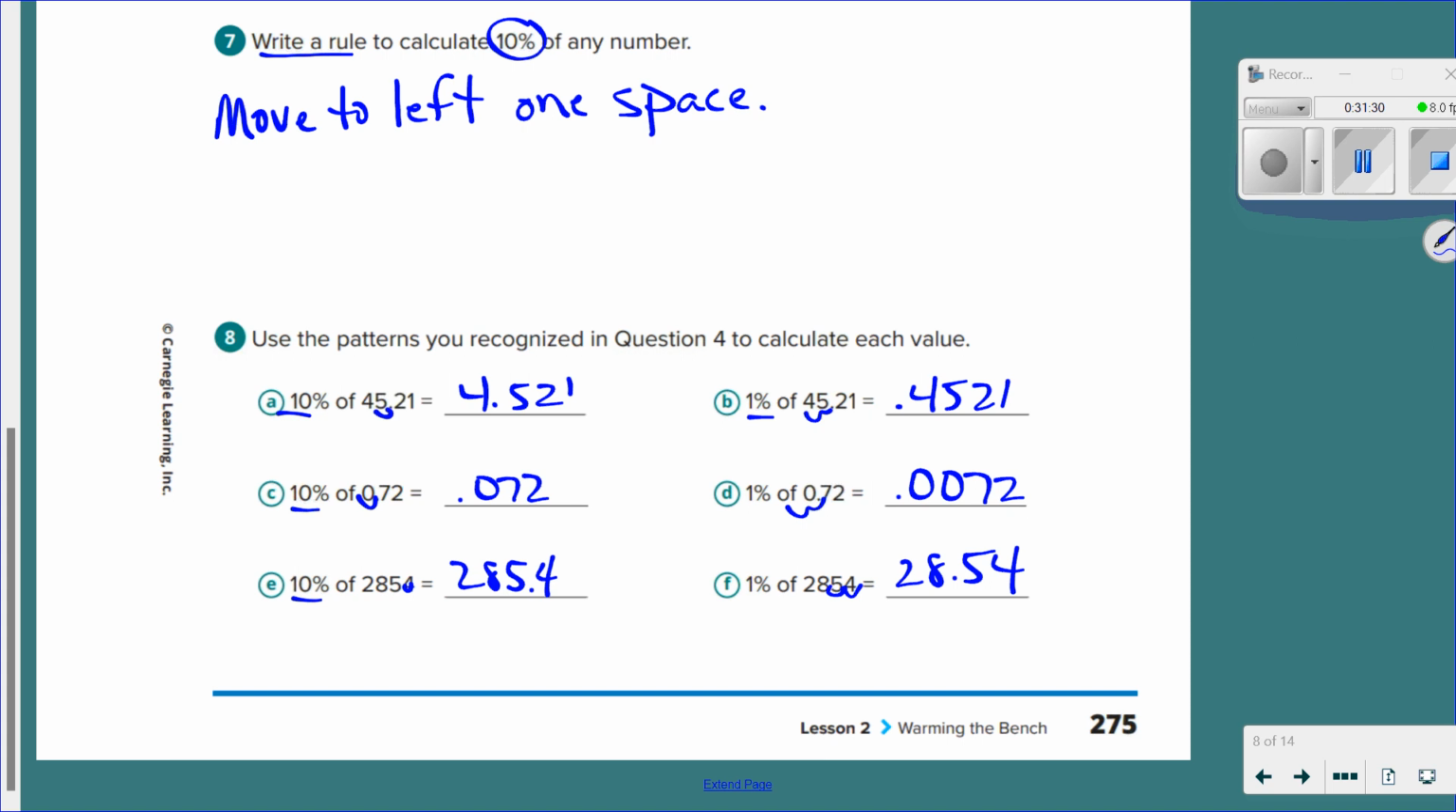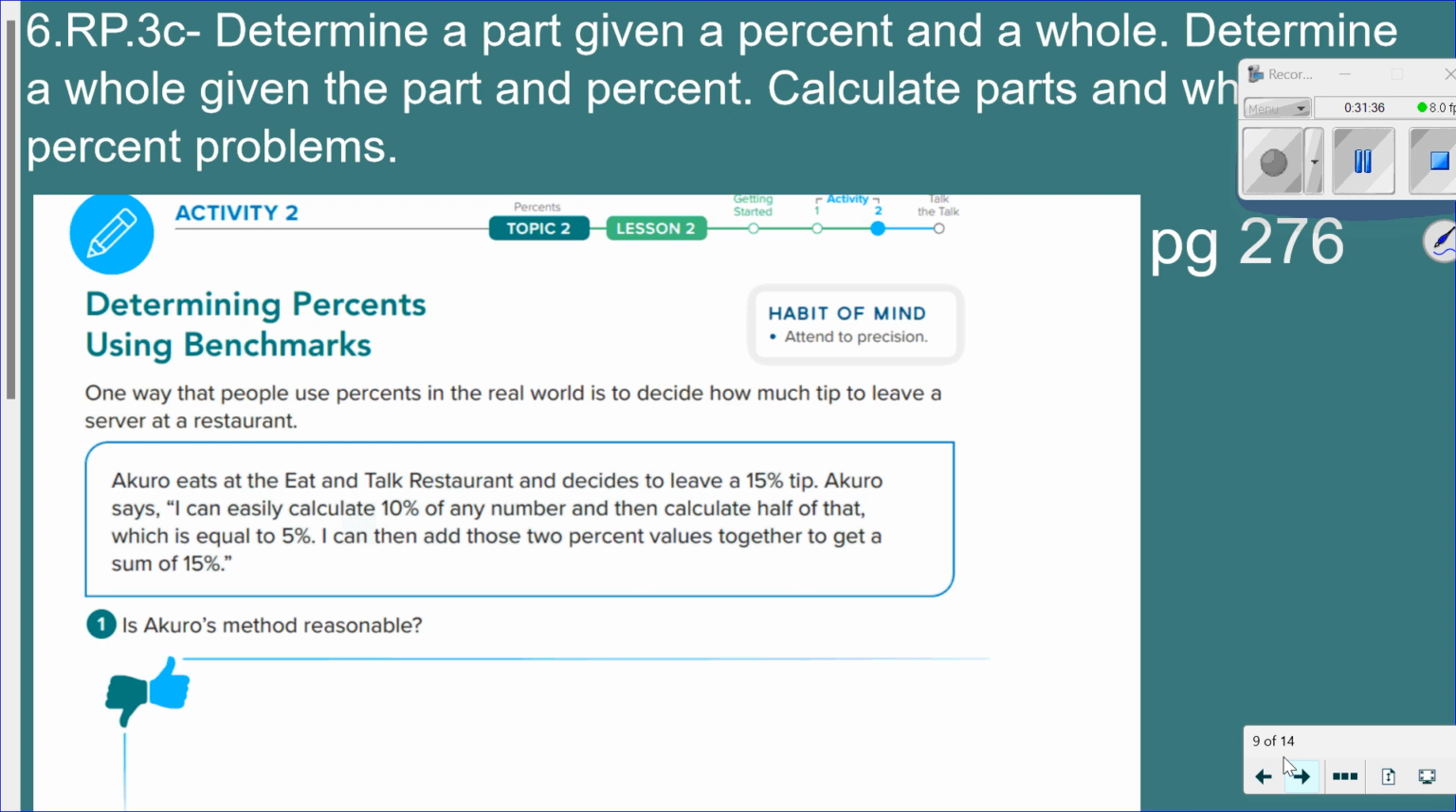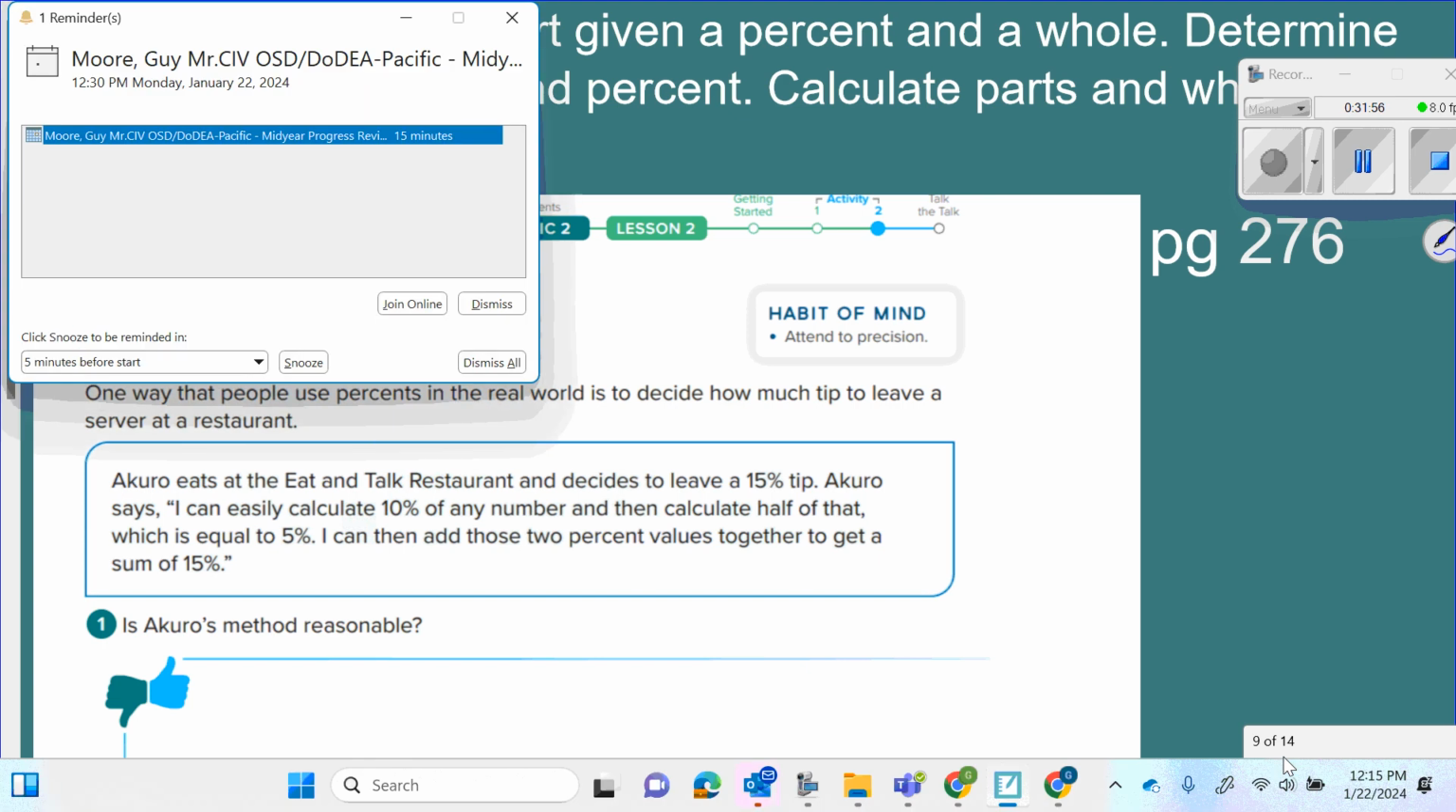Questions on 1% and 10%? Because that's going to make the basis for the next part we're going to do. Sawyer, what's up? Because 1% is 1/100th. 10% is 10 100ths or 1/10. So in a 10%, I'm only moving it to 0.10.